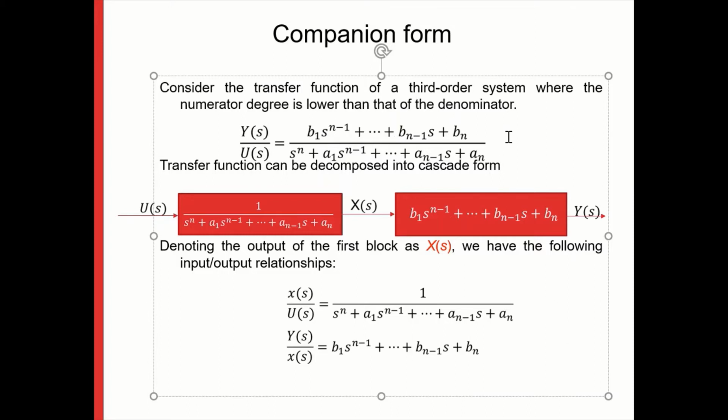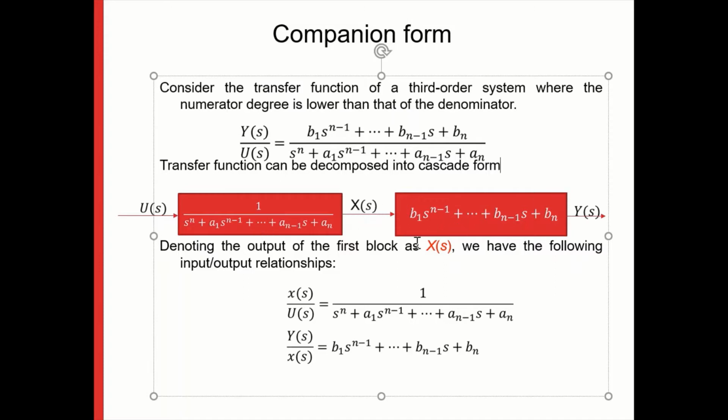Imagine now we've got this transfer function here, which is an nth order transfer function. So it's got an s to the n down there. Then the first coefficient is a1, the last coefficient is an, and we've got one less zero than poles. So this is b1 s to the n minus 1 all the way down to bn. So we could take this transfer function and split it into two parts by putting the bottom half on the left hand side, the top half on the right hand side, calling this intermediate variable in the middle x.